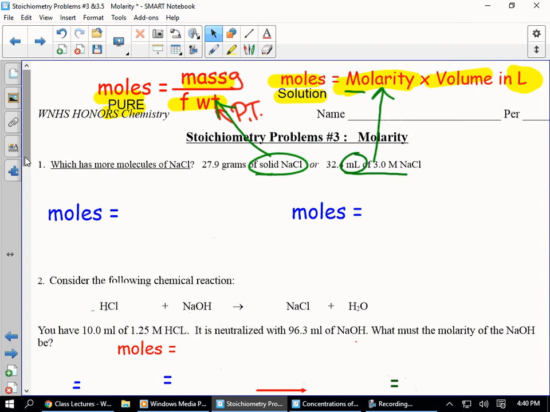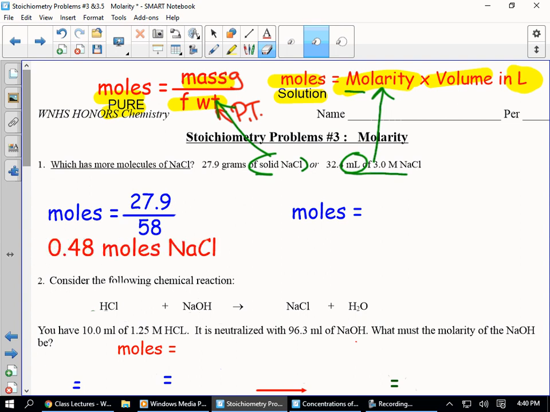So again, pause the program, try it yourself. If I take my 27.9 and divide it by the formula weight of NaCl, that's going to be 23 and 35 gives me 58. When I divide that, I get 0.48 moles of salt.